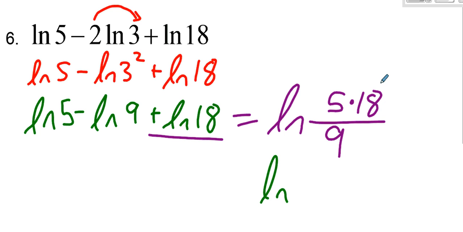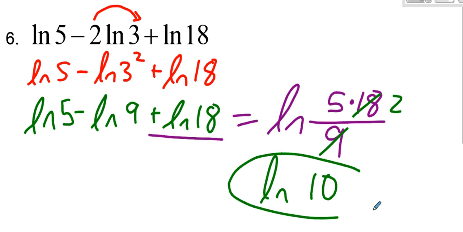So then we need to work this out. We can reduce 9 and 18 is 2. So that's just natural log 10.